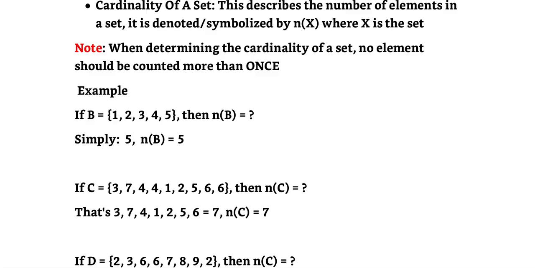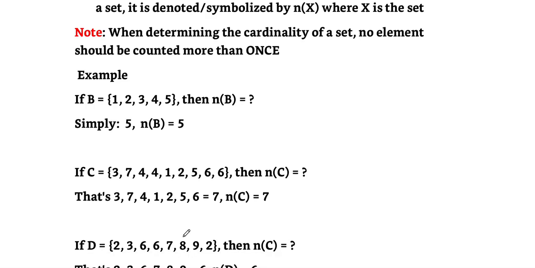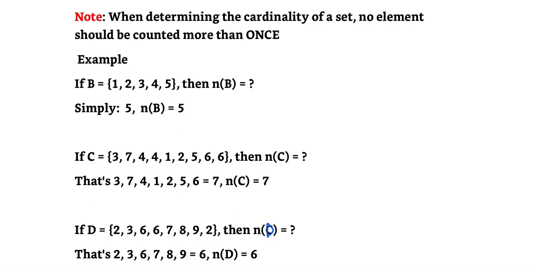And then if we have a set D, we have 2, 3, 6, 6, 7, 8, 9, 2, and we're asked for n(D). Sorry for this error. We're asked for n(D), right? If we count, we have 1, 2, right? 3, we don't count the second 6. We have 4, we have 5, we have 6. We can't count the last 2 because we've already counted 2 before, right? So n(D) is equal to 6.